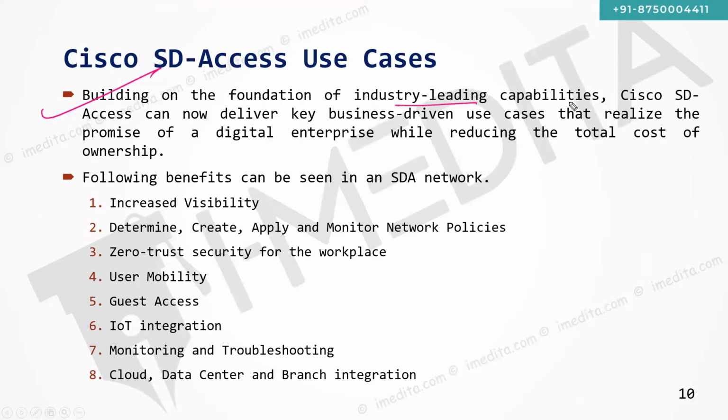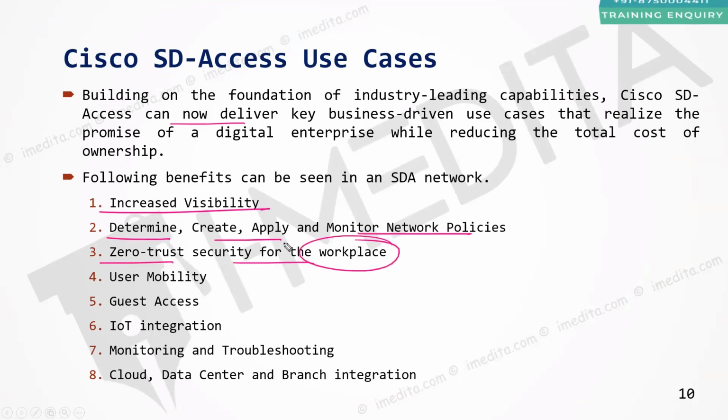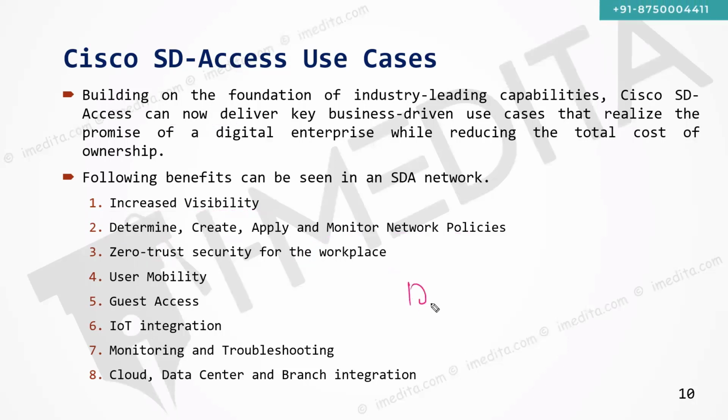Building on the foundation of industry-leading capabilities, Cisco SDA can now deliver increased visibility. We can create and apply network policies with zero trust security for the network. Until a device is properly authenticated, it is not supposed to join the network. I don't trust any device in the network. The device must be properly authenticated from the ISE. If a user is trying to access network resources, the user must first be authenticated, and only then should the user be allowed to access the network. That authentication can be done with the help of the identity services.